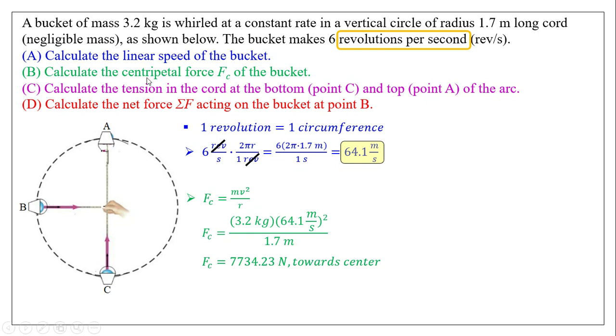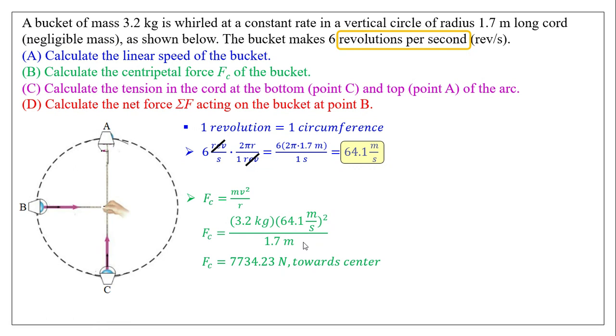Why? Because it asked for a centripetal force. It didn't say magnitude. So the best way to express direction for a centripetal force problem is towards the center, because it is pointing towards the center at every point in the vertical loop. Instead of saying left, right, up, or down, I'm just going to say towards the center because I don't know where the bucket is at any given time.